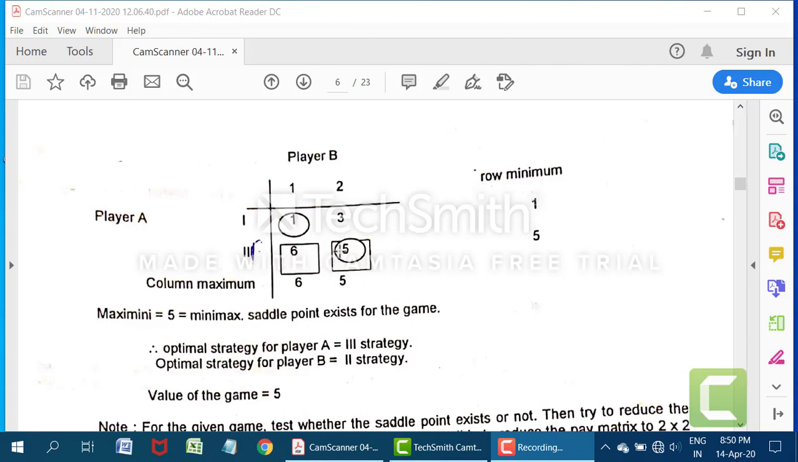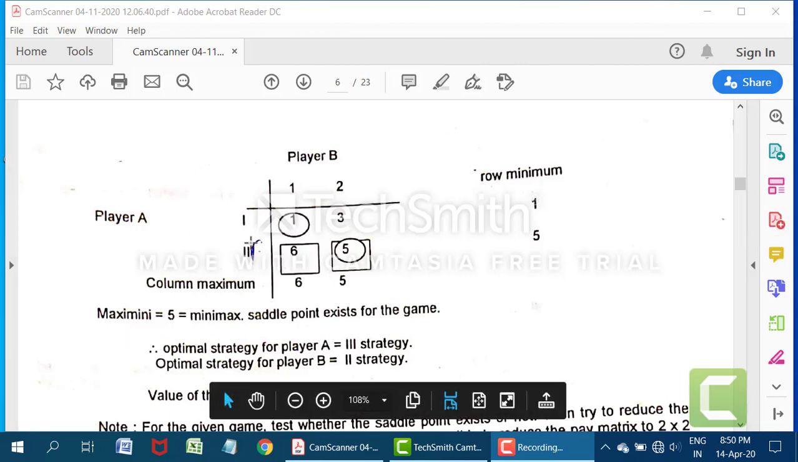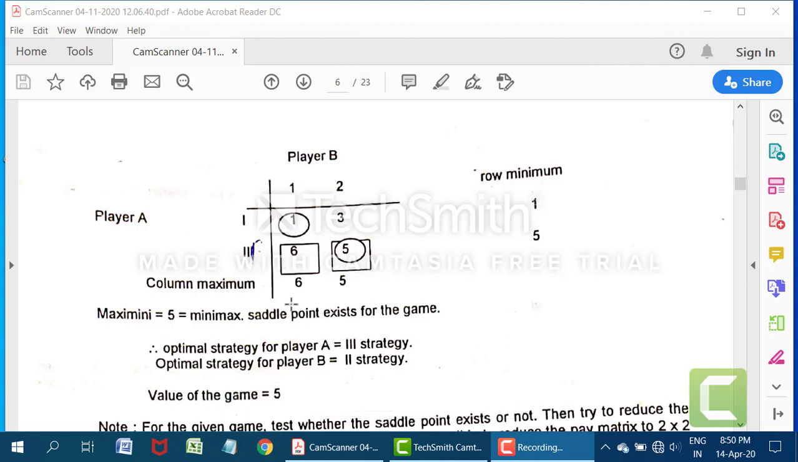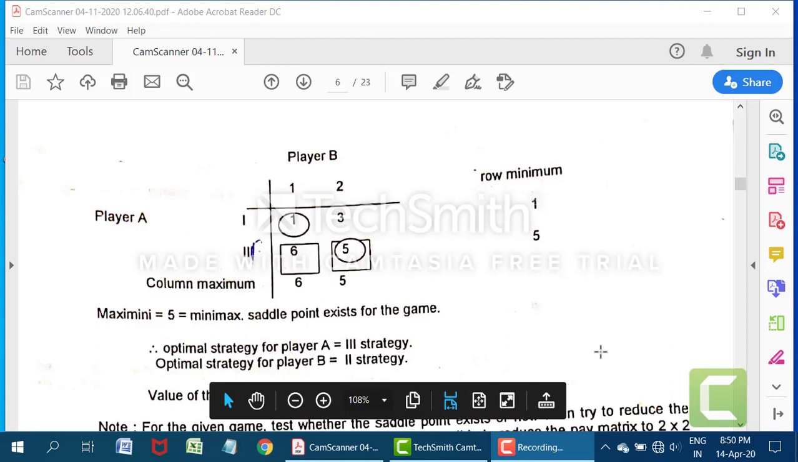Square it. Second column maximum 5. First row minimum 1. Second row minimum 5. Of these row minima, maximum value is 5. Here the column maximum is 6, this column maximum is 5. These are the column maxima. Minimum of maxima is 5. Here 5, there 5. Minimax is equal to maximin.